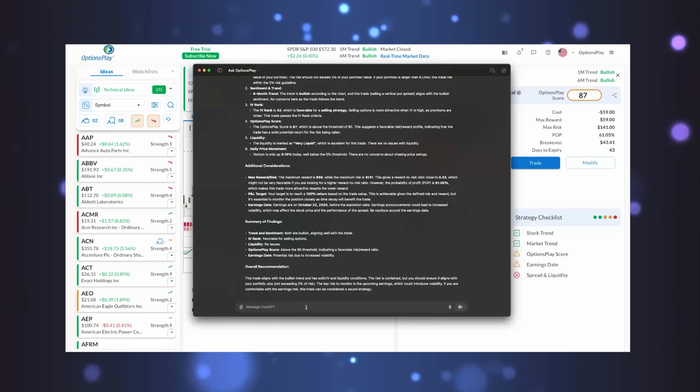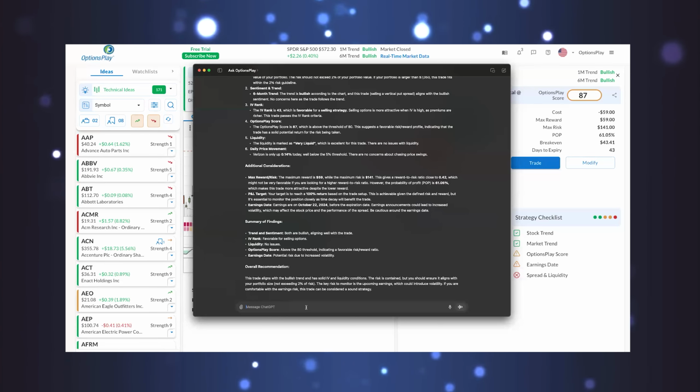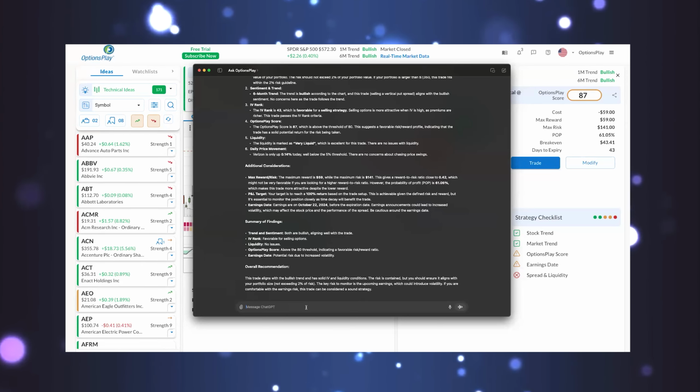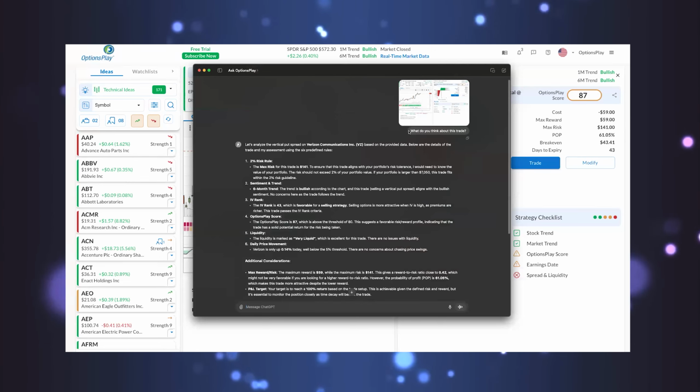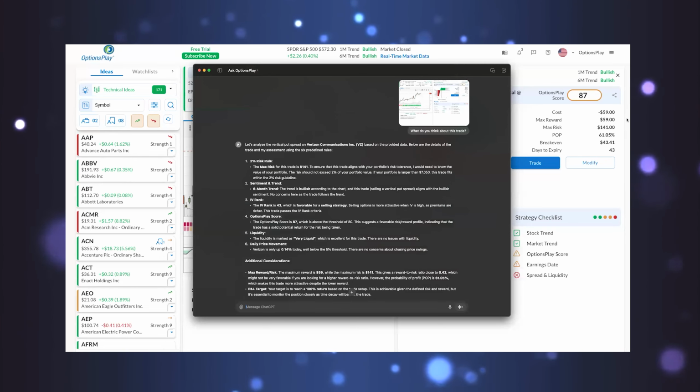You can also tell it your portfolio size so that it can help you better understand how many contracts you can trade. So this is something that has been built directly into the GPT. All you have to do is simply ask, what do you think about this trade? Any trade setup that you're looking at.